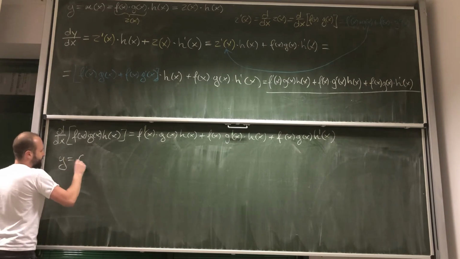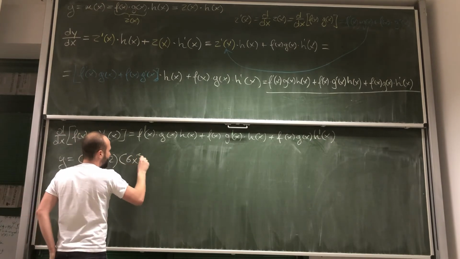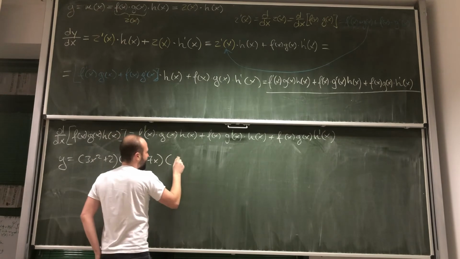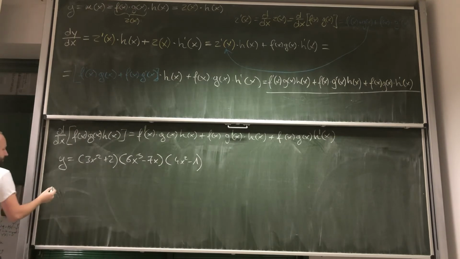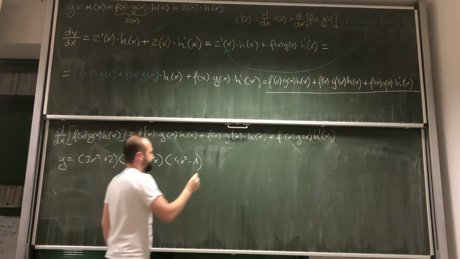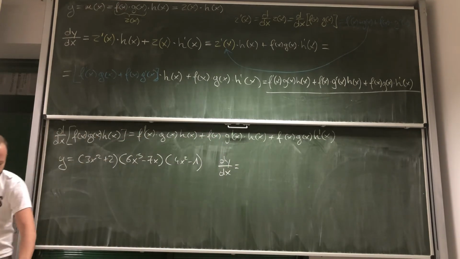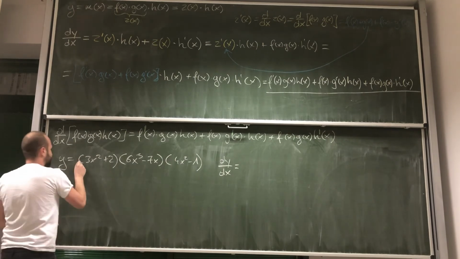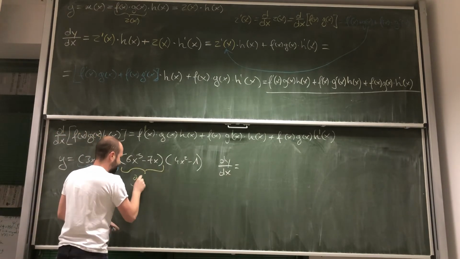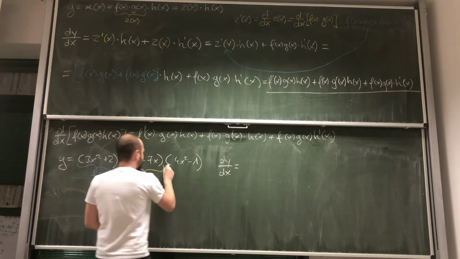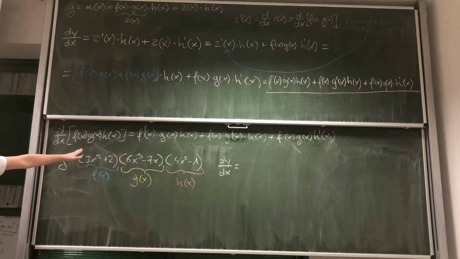Now let's just say that y is equal to 3x squared plus 2 times 6x to the power of 3 minus 7x times 4x squared minus 1. Okay, so what is dy/dx? Look, again, we can imagine that this is f of x, this is g of x, and this is h of x. So, we just need to apply the rule.